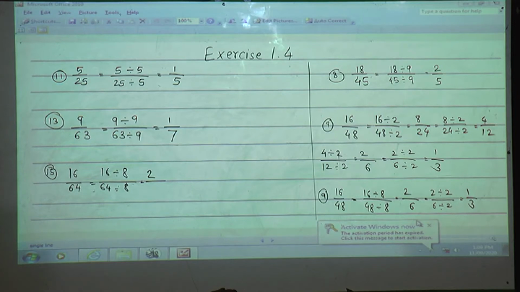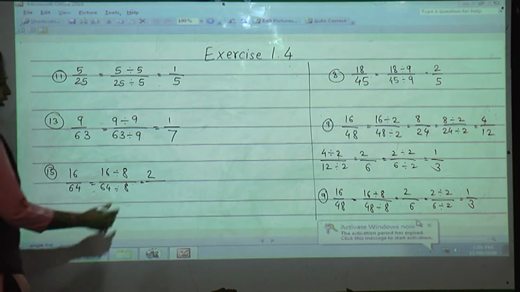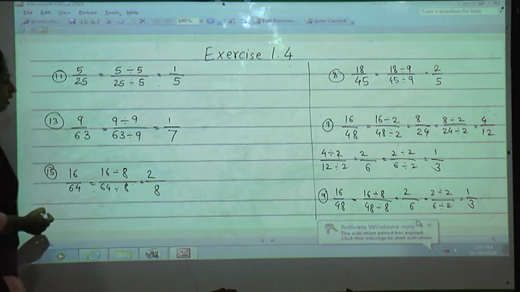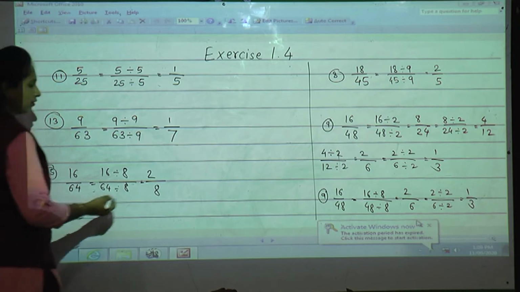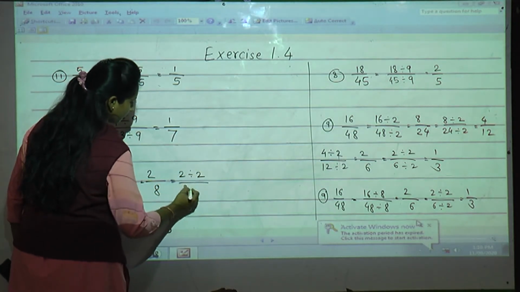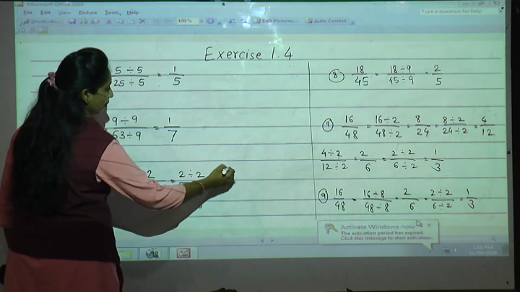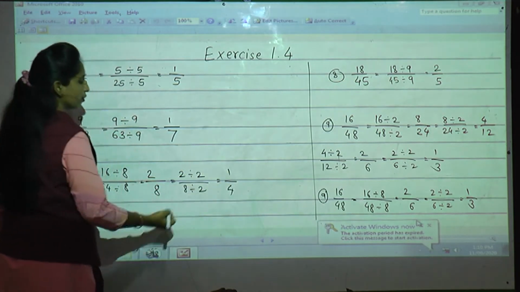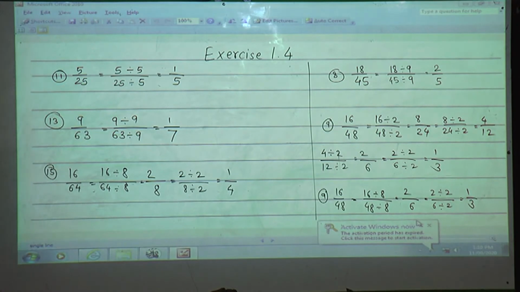Tell me. 8 8s are 64, isn't it? Now 2 upon 8. Again we can simplify this number also with 2. See, 2 ones are 2, 2 fours are 8. So what is the lowest term? 1 upon 4. Clear till here? Yes, very good. Now we will move to the next concept.